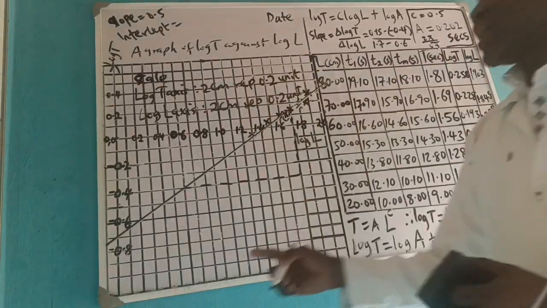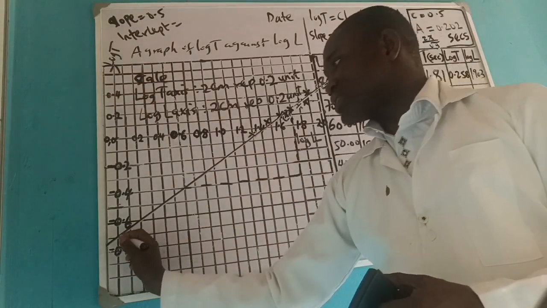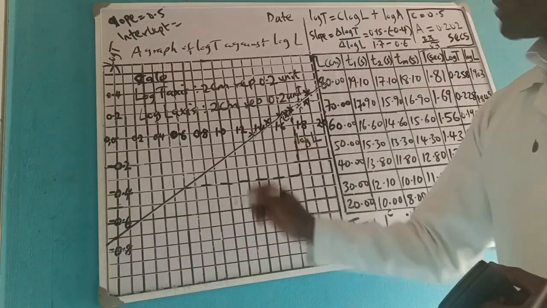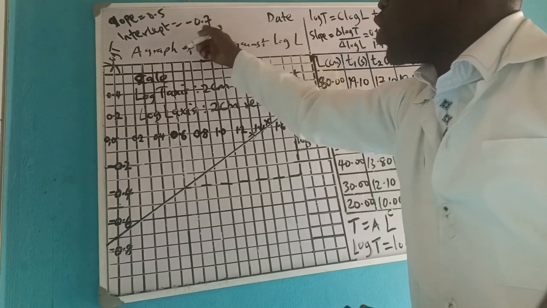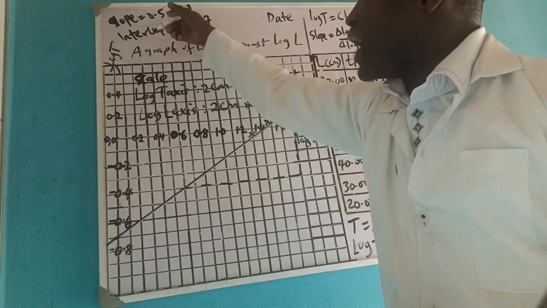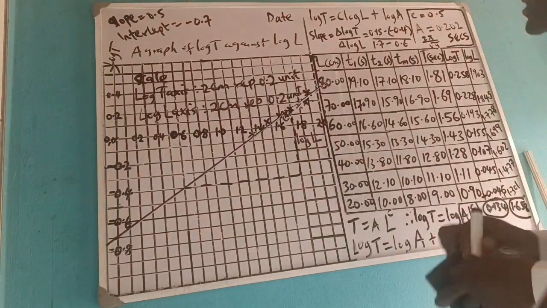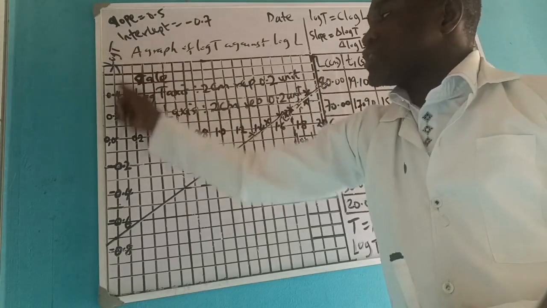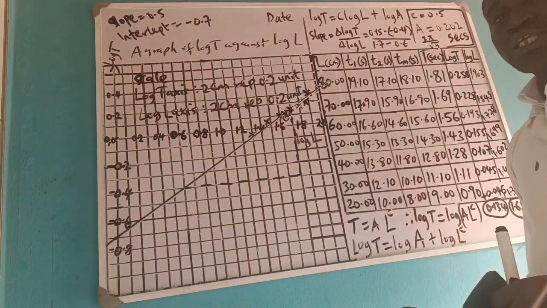Your intercept, go to your y-axis. Where does it cut your y-axis? Look at it. It's cutting your y-axis at minus 0.7. You say minus 0.7. No unit for intercept and no unit for slope, so to speak. Are you getting it? Because your intercept is located at the log t axis, and the log t axis does not have any unit, so to speak.